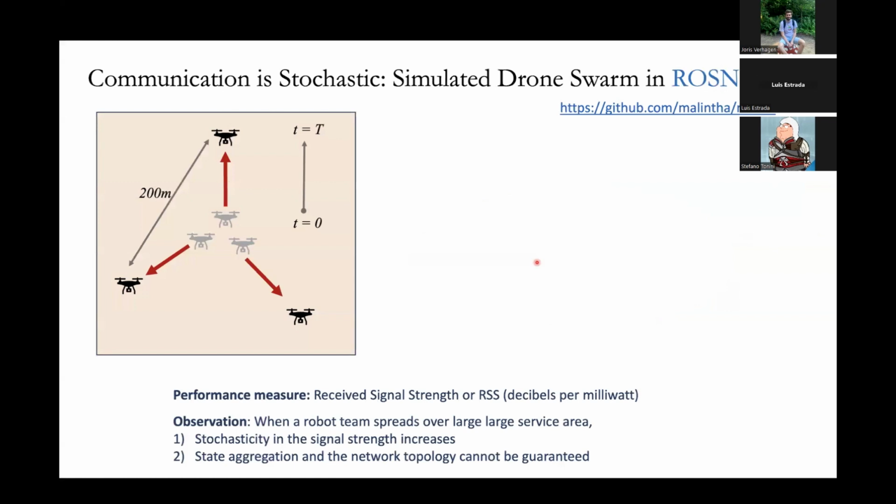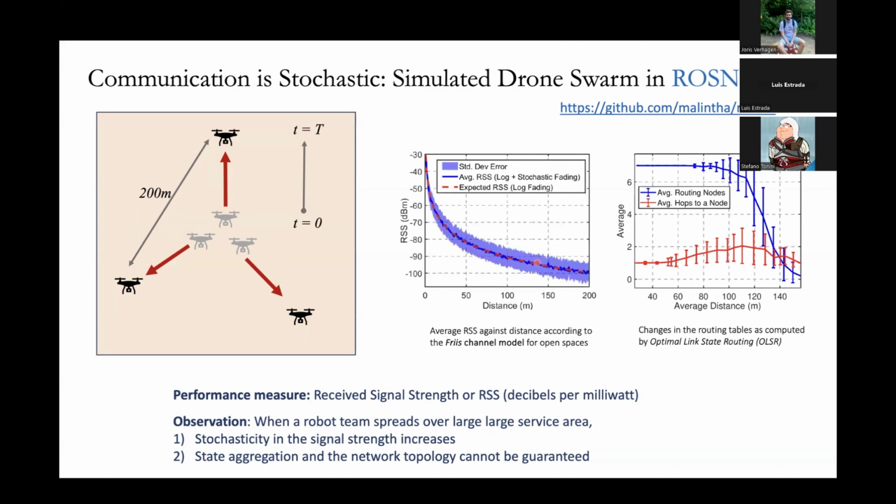So to solidify my argument about the communication, we ran some simulated experiments. We created a UAV swarm where each UAV has a wireless router associated with it. Then we set them off in different directions. Then we measured the received signal strength between each of these robots. What we found was when the distance increases, the stochasticity of the received signal strength also increases.